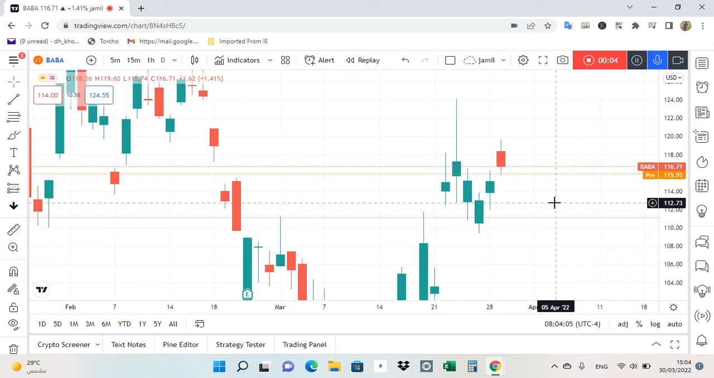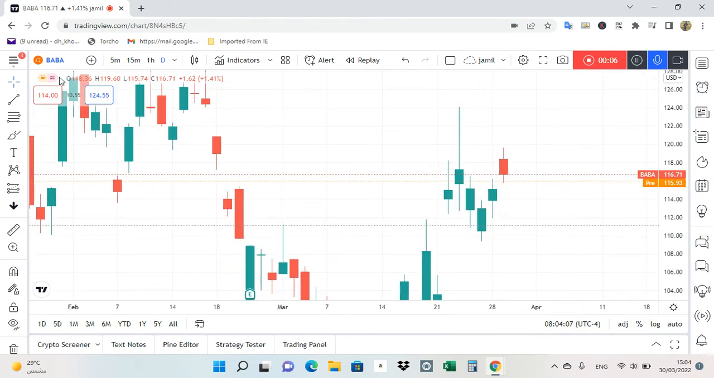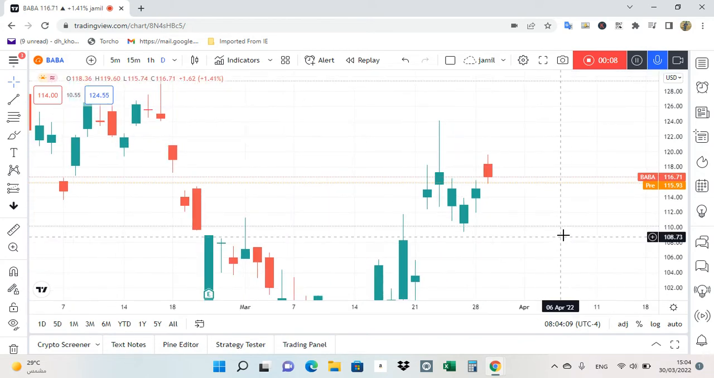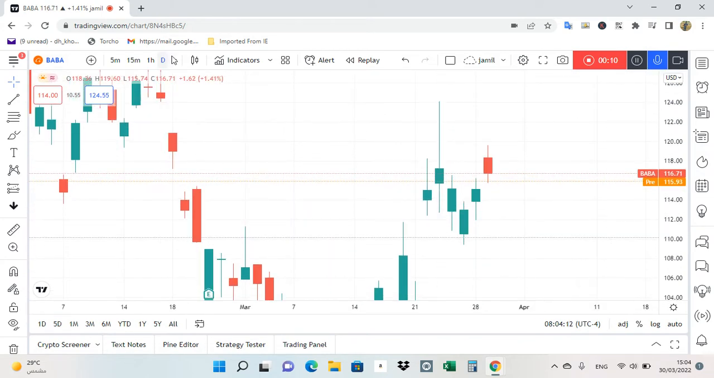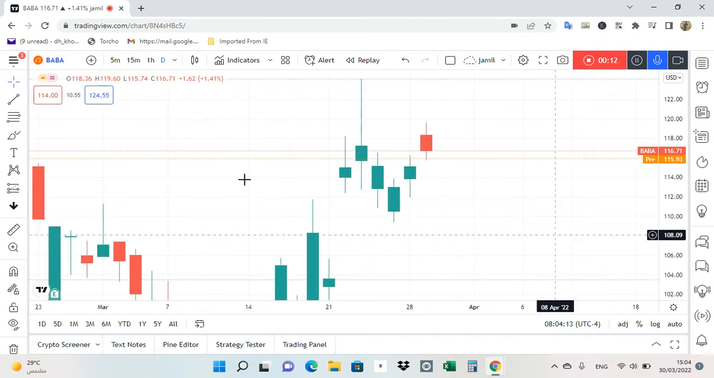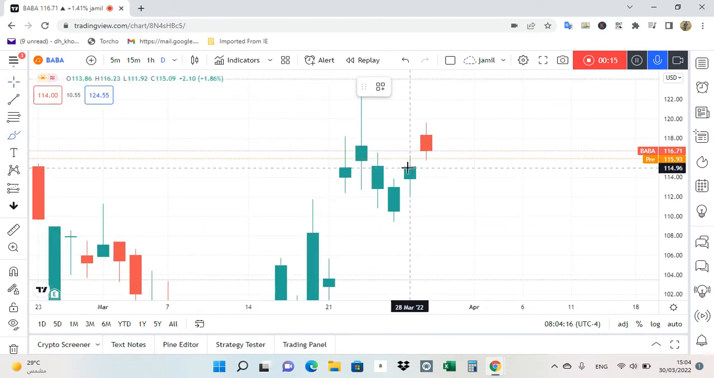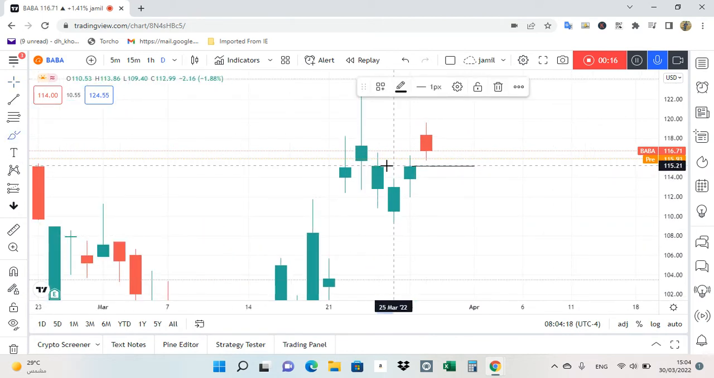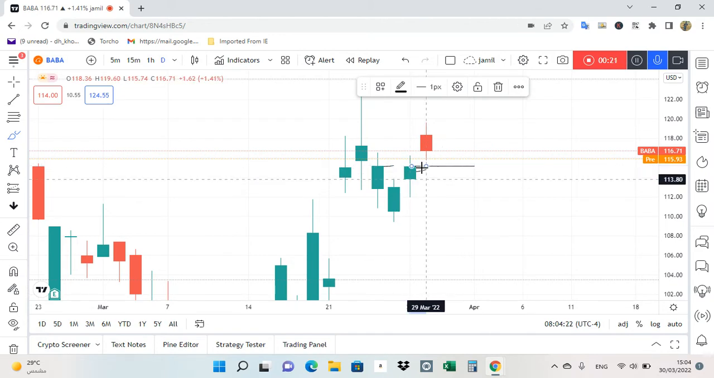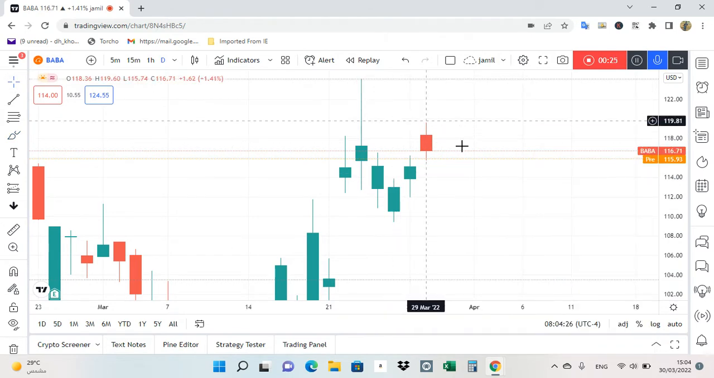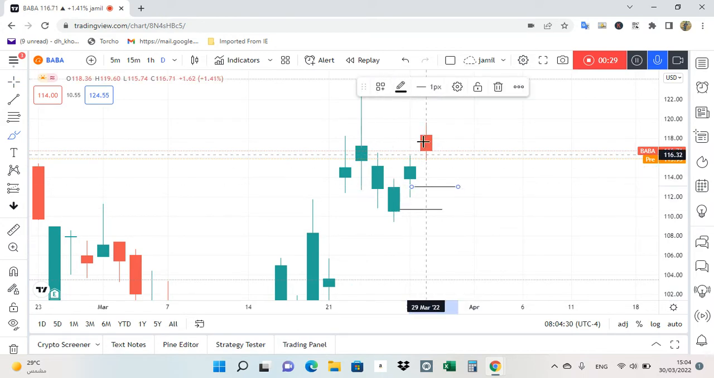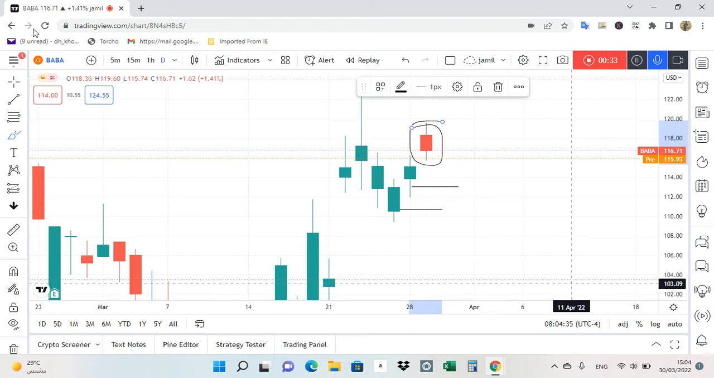This is Jamil. Let's see how we can do a trade on Alibaba stock today. First of all, we are now on the daily time frame chart, and last day we discussed from this level that if the market opens flat or slightly gapped up, we will look for the buying side. But the market opened directly on the gap up, and the buyers booked their profits. So the market has made a little bit confusing candle.